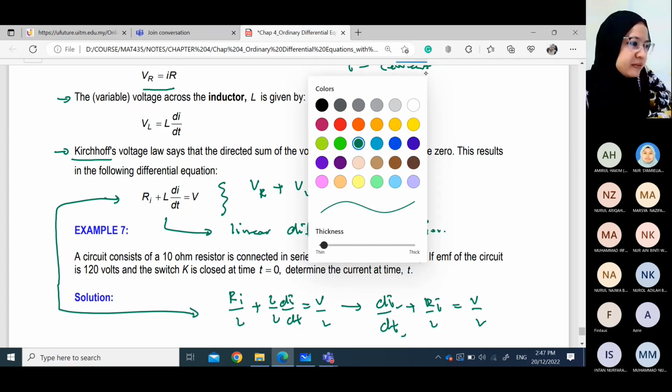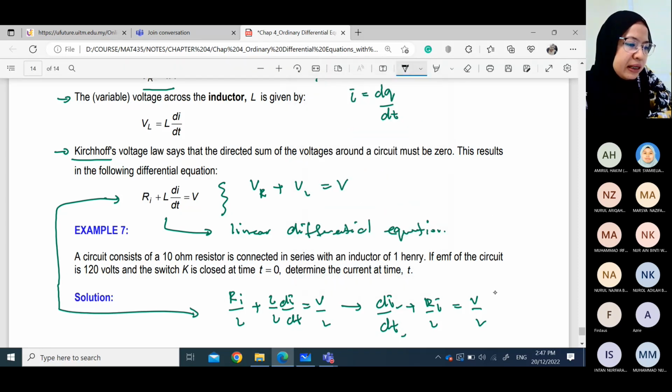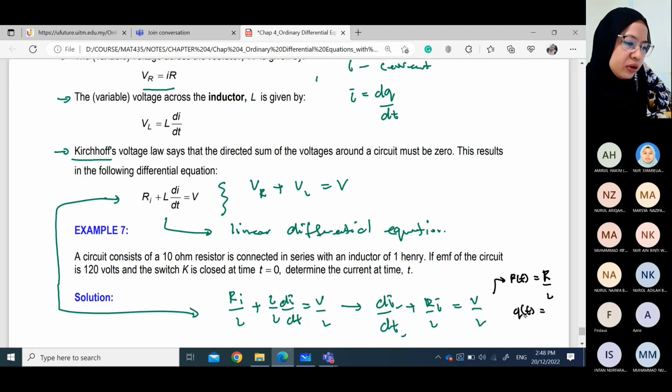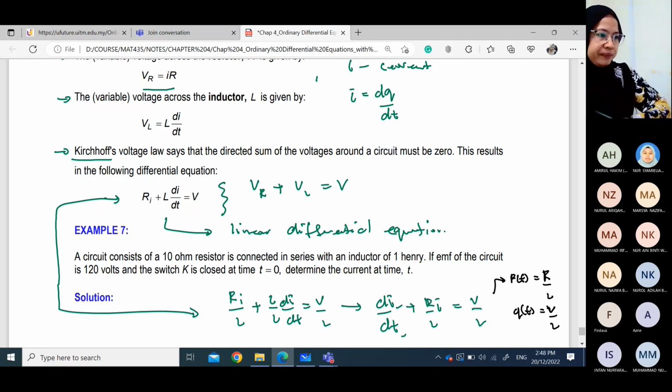Alright. So based on this, we can identify P of T, which is R over L, and then Q of T. In a linear equation we have P and Q. So Q of T here is V over L. Then we can find the current at any time T, which is I of T. Okay, understand?